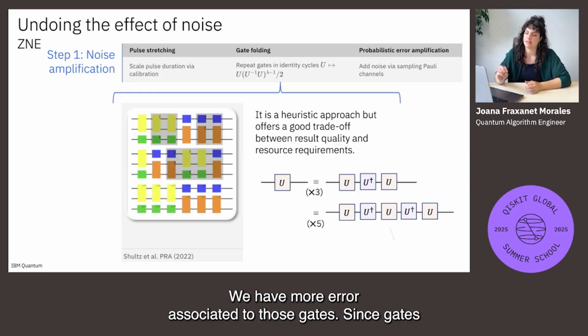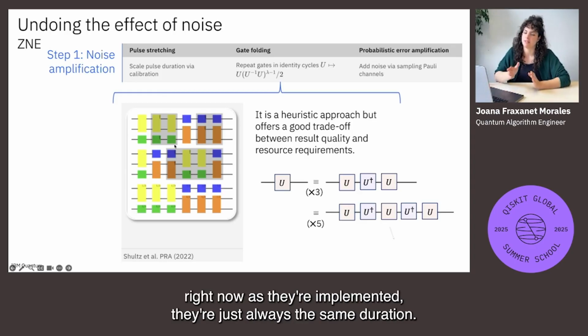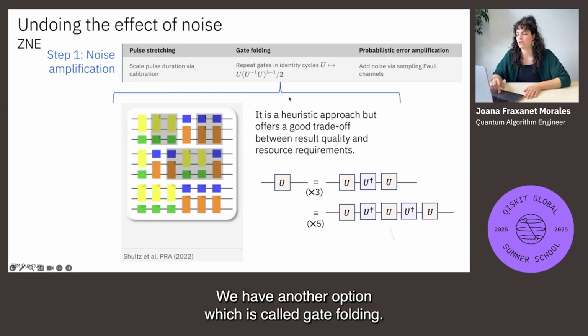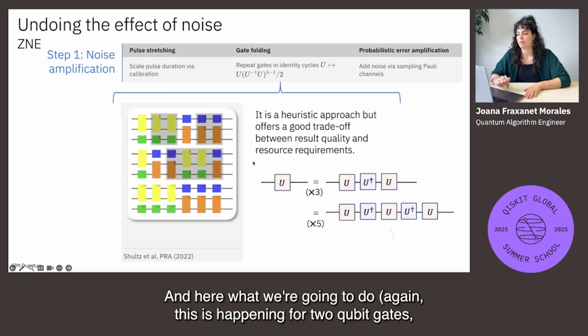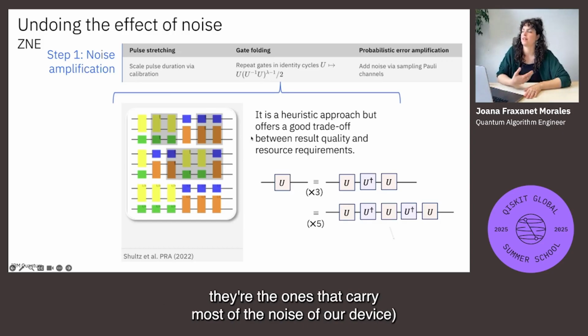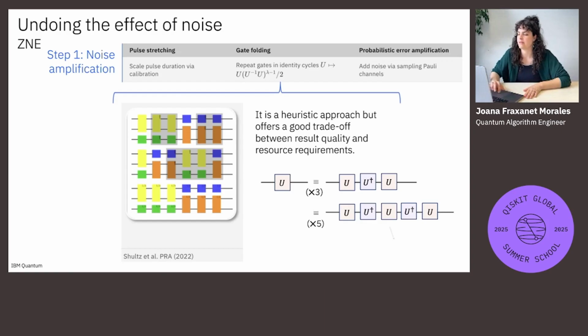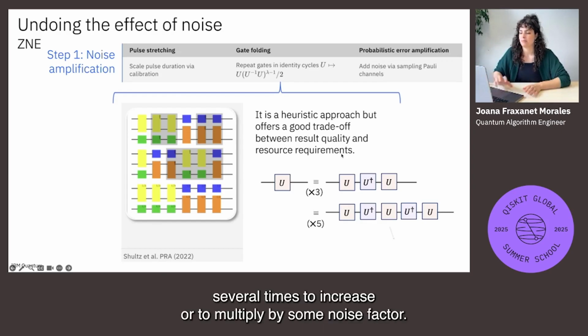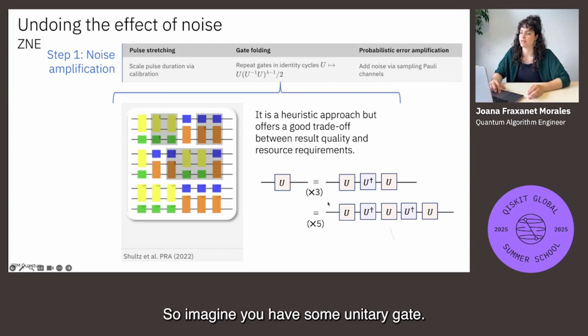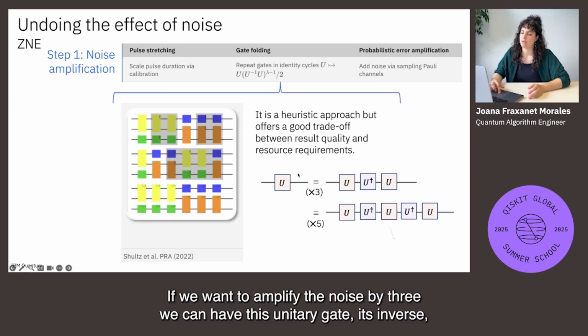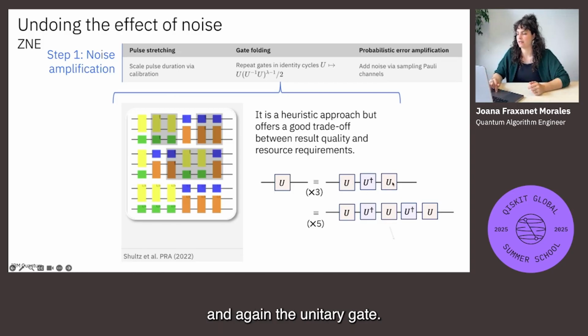Since gates, as they're implemented right now, are always the same duration, we have another option, which is called gate folding. Again, this is happening for two-qubit gates. They're the ones that carry most of the noise of our device. We can multiply our gates several times to increase the noise by some noise factor. So imagine you have some unitary gate. If we want to amplify the noise by 3, we can have this unitary gate, its inverse, and again the unitary gate.